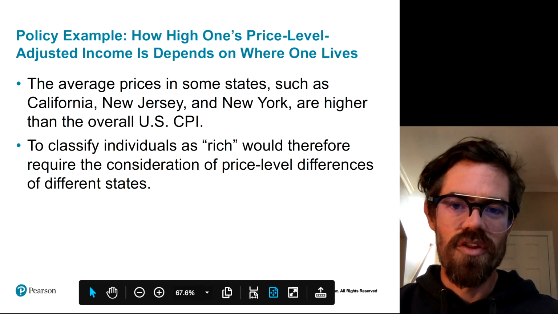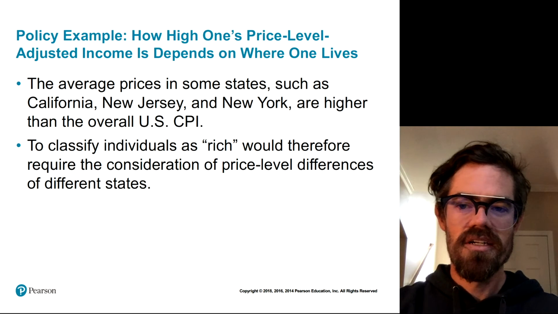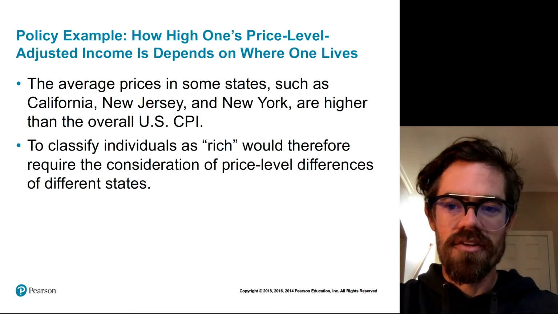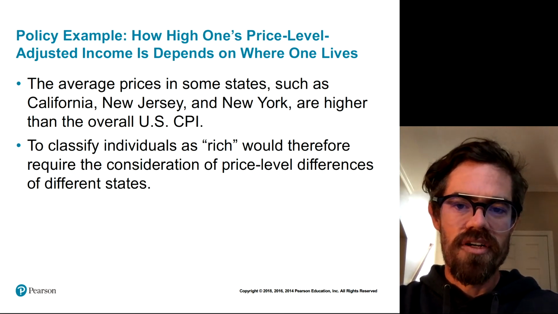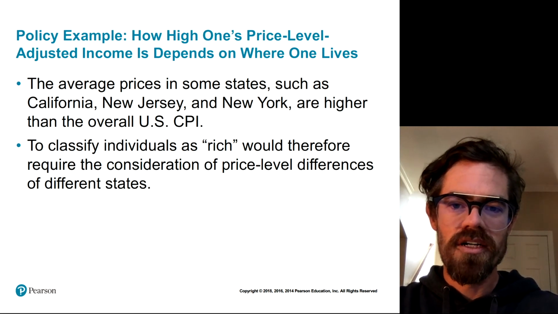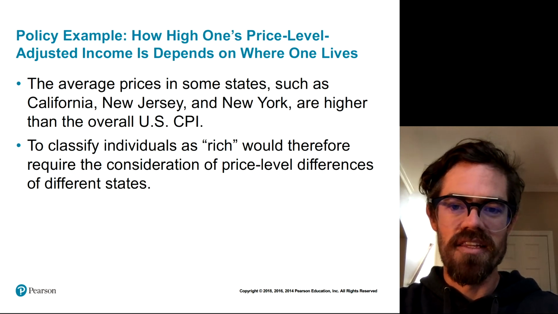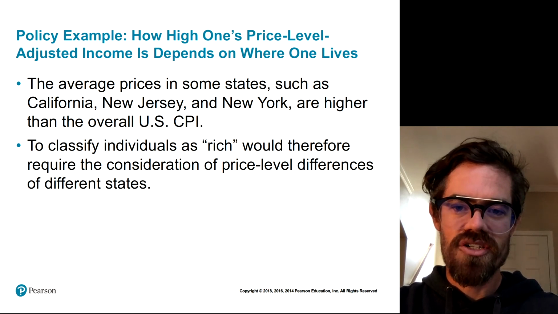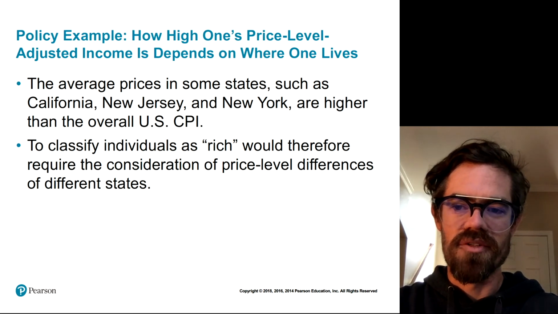All right, so we'll wrap up this section with a policy example. How high one's price level adjusted income is depends upon where one lives. A lot of times people's wages or other aspects of their expenditures are adjusted for inflation based on where they live. If you look at places such as California or New York or New Jersey, those regions of the country have much higher prices than the overall price level in the U.S., the overall U.S. CPI. So to classify individuals as rich, we would need to consider the differences in price levels of different regions or different states.